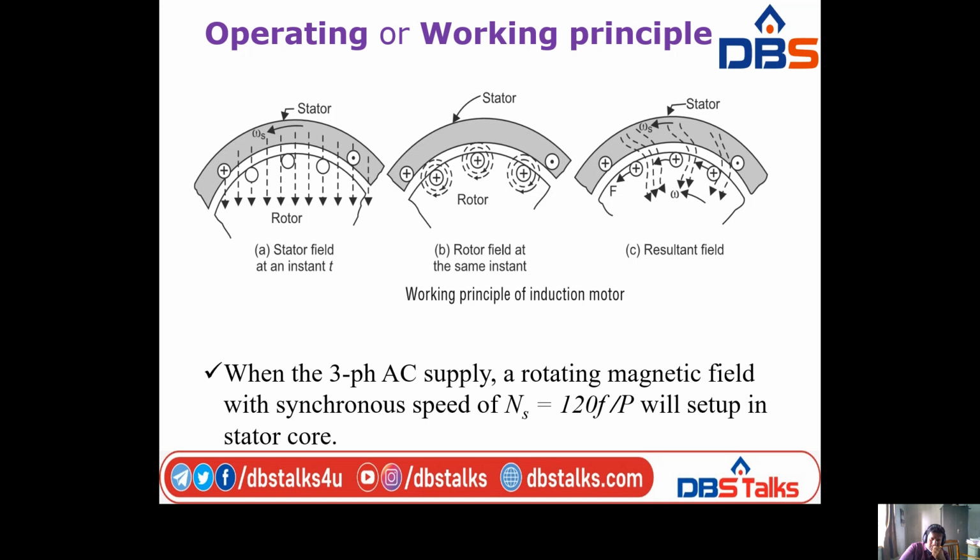Look at picture A. After giving the three-phase AC supply, a rotating magnetic field is produced. This rotating magnetic field, omega S, will be rotating with synchronous speed, that is 120 f by P. So look at the pictures. Here the rotating magnetic field is produced. It is the same at any instant of time, and the total resultant flux will be flowing from stator to rotor.